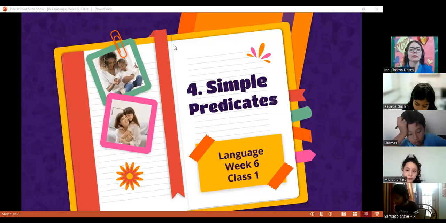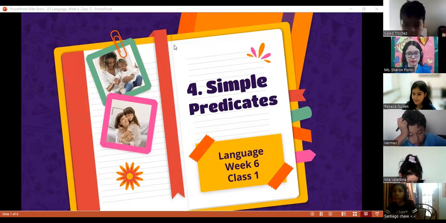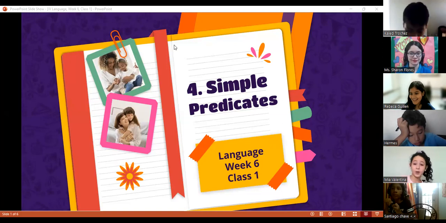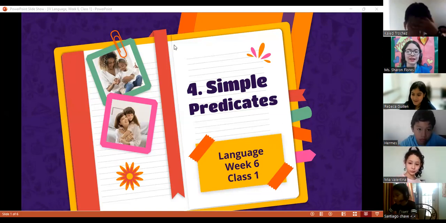Okay, let's start with language. Simple predicates, that is the title for today's class. Simple predicate, look here, it's different. Last week we talked about simple subjects. Now it's simple predicates. Remember, in the sentence we have a subject and a predicate.